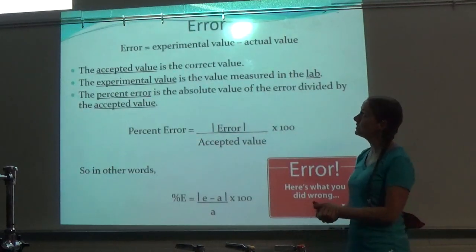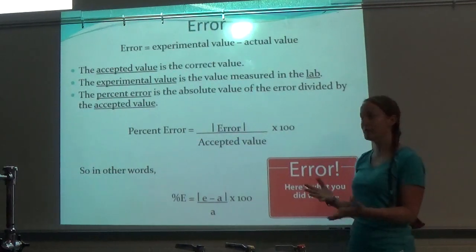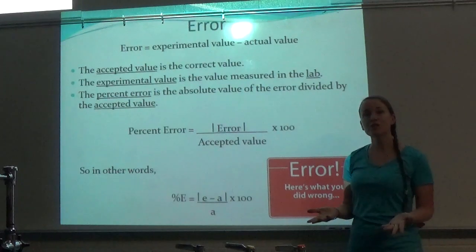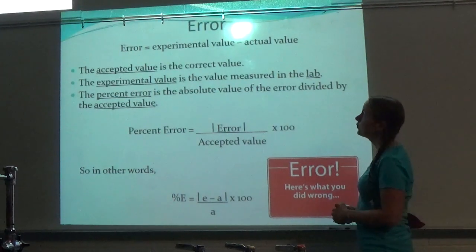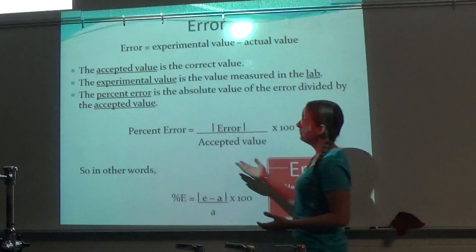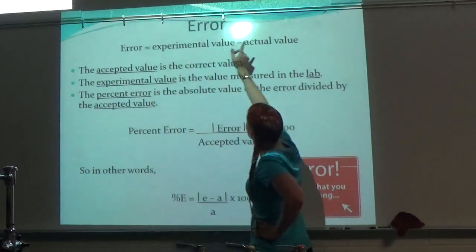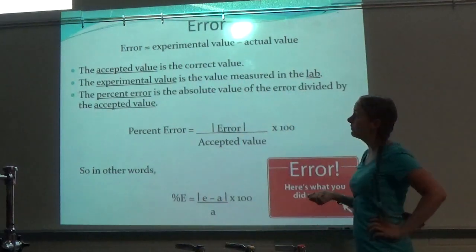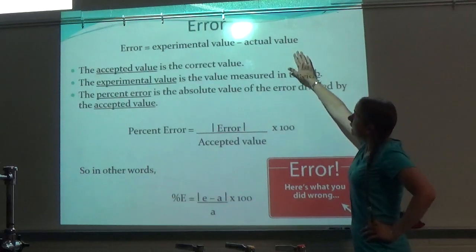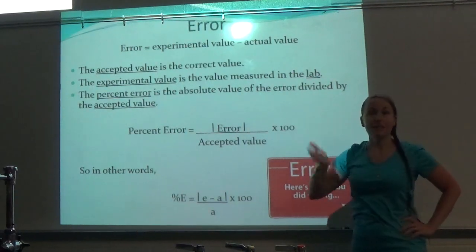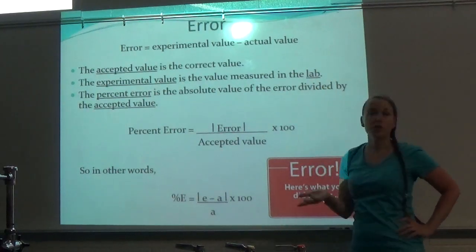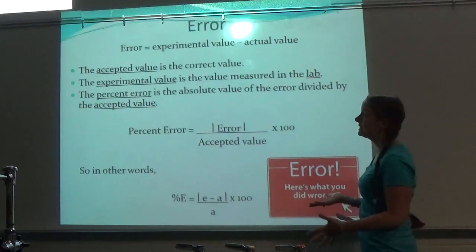All right, so the next thing we're going to talk about is error. There are 2 formulas. I will give you a formula sheet on the test, so you don't need to memorize formulas. The first one is error. Error is your experimental value minus your actual value. Actual value is sometimes going to be called accepted value, so I tried to use both terms in my PowerPoint just so you're used to seeing them.